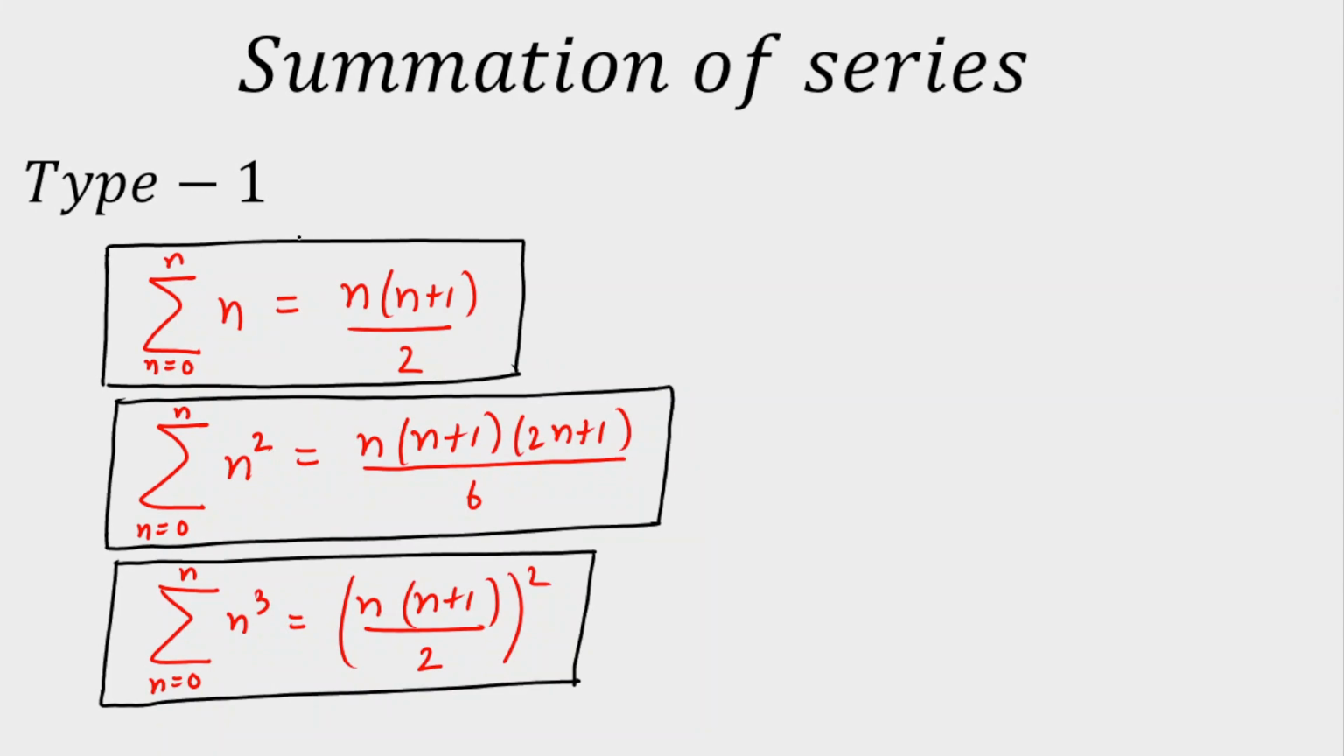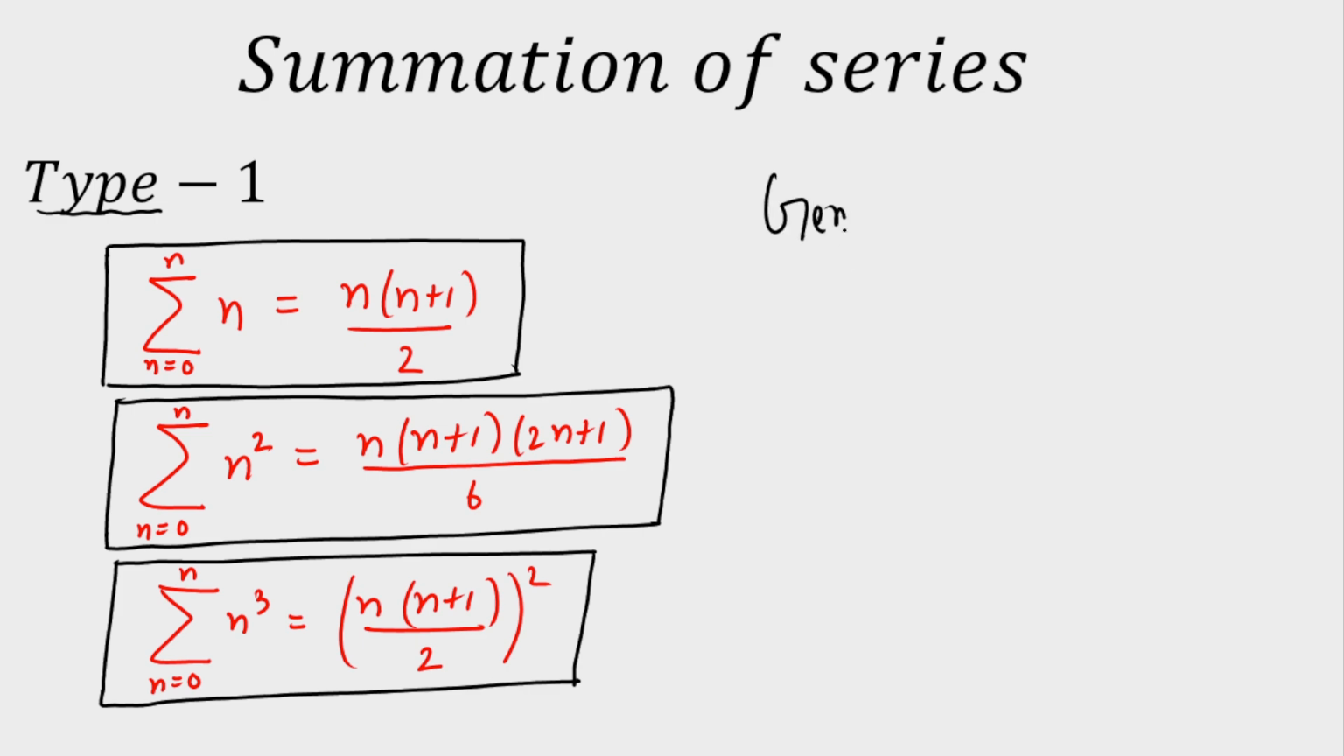Now type 1 is pretty standard, and those who are preparing for competitive exams should remember it at all times. That is, summation of n is n into n plus 1 divided by 2. Similarly, summation of n square and n cube here. Now the question arises why I am discussing type 1, because already you know this. It does not mean this is not important. This is very important. We can make a good generalization out of it and that will be a really fruitful result.